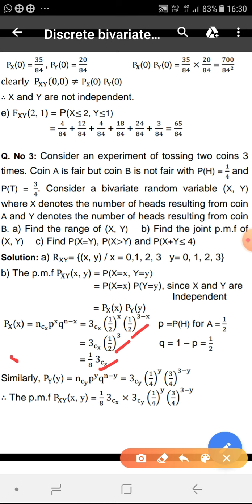For coin B, Py of y is equal to the probability of getting y number of heads, nCy p power y q power n minus y. N is the number of tosses. B is tossed 3 times, so n is 3. P means the probability of head. Since y denotes the number of heads, p, the probability of getting a head, is 1 by 4. Q is 3 by 4. So 3Cy into 1 by 4 power y into 3 by 4 power 3 minus y. So this is Py of y.